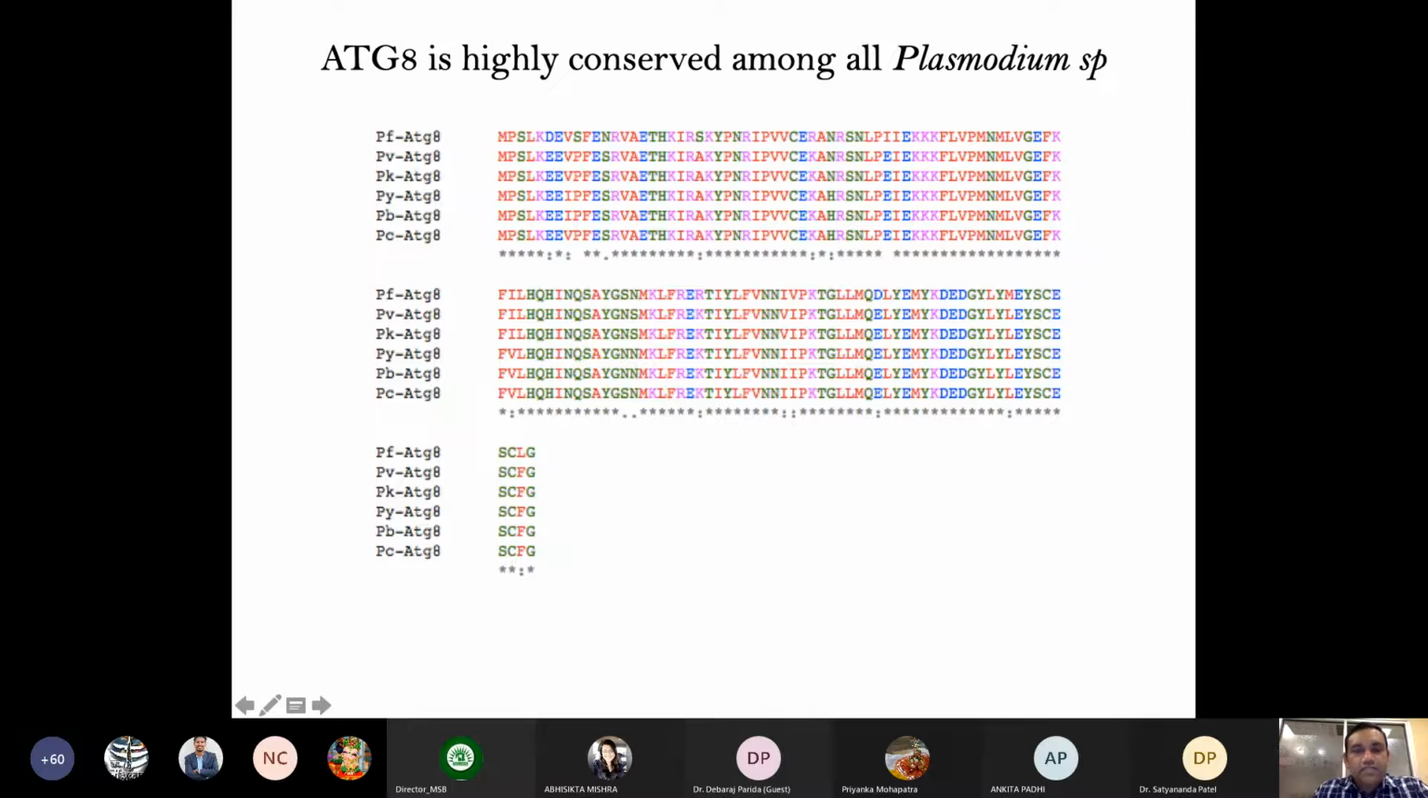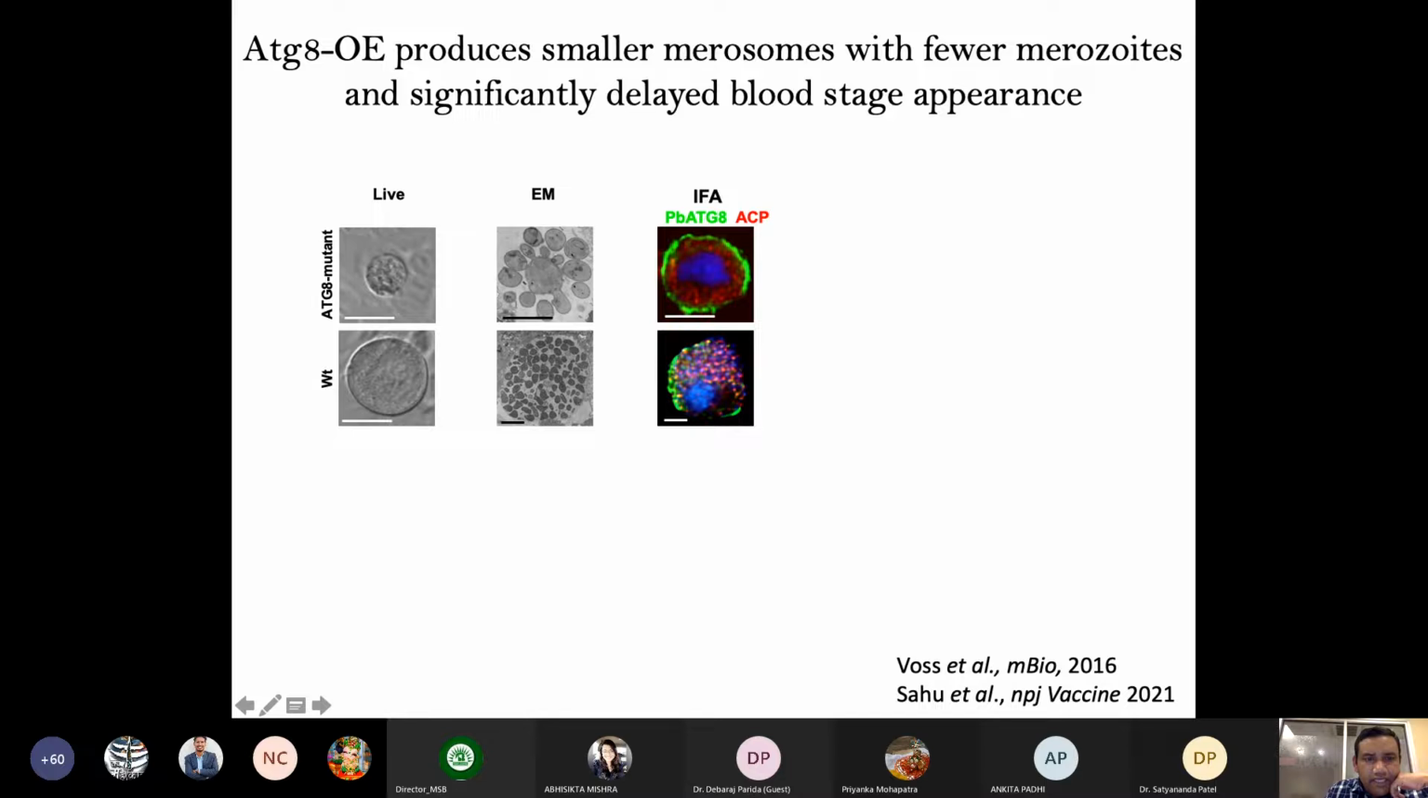Basically, we were studying one gene called ATG8, which is an autophagy related gene. I'm just giving you an idea that this gene is highly conserved in all different species: Plasmodium falciparum, Plasmodium vivax, Plasmodium knowlesi, Plasmodium yoelii, Plasmodium berghei, and Plasmodium chabaudi. The bottom three are the rodent parasites and the top three are human parasites. It's highly conserved, and we were creating a mutant for this gene to study its function. We observed that when we created the mutant, the wild type develops normally in the liver, but the mutant develops very poorly.